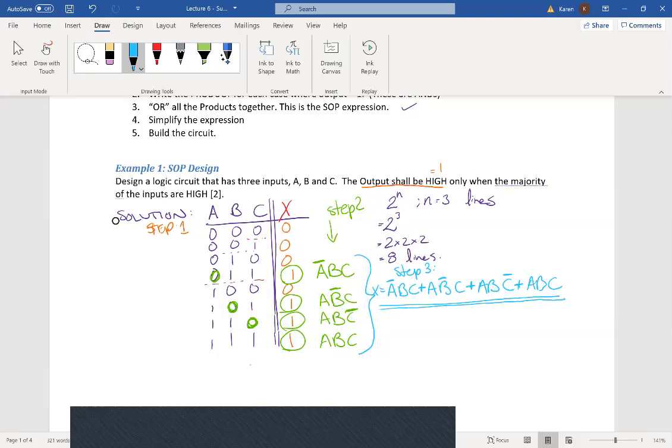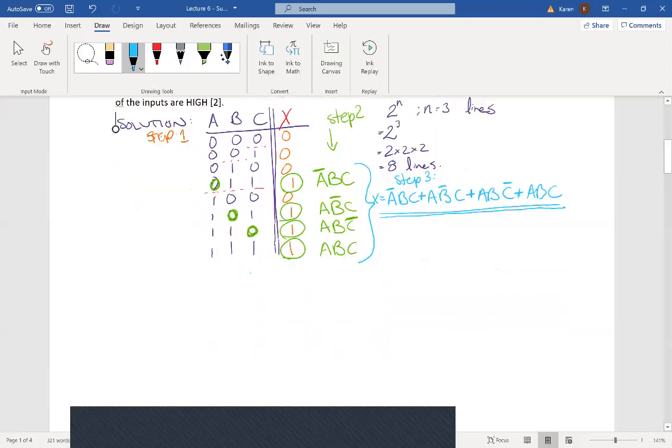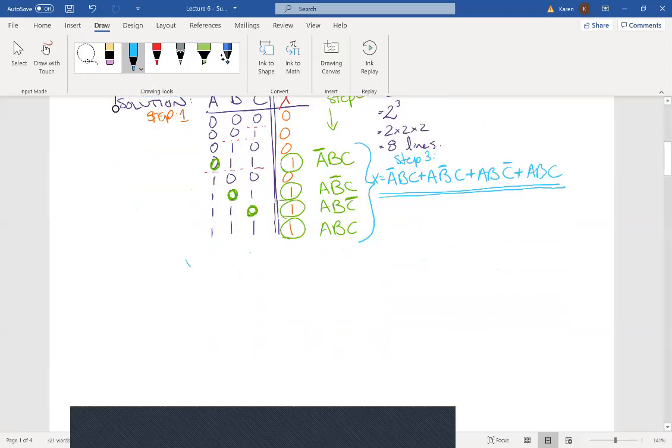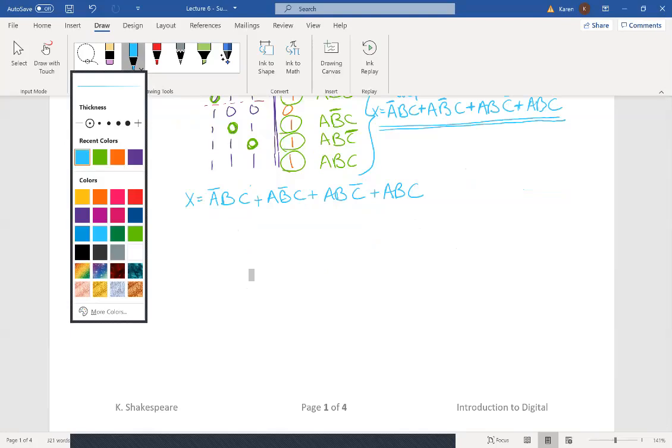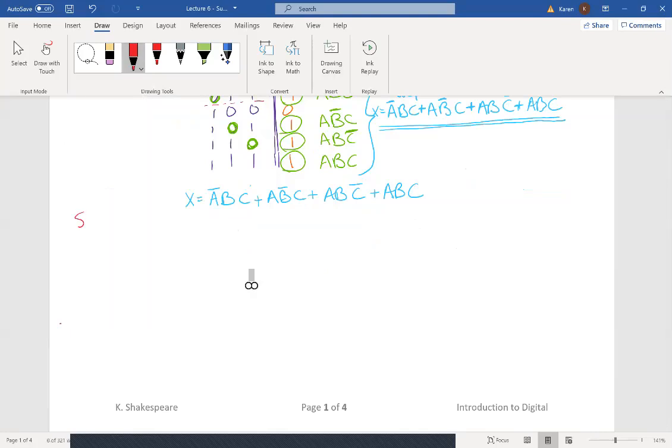Step 4, it says to simplify the expression. So I'm going to write that expression down again. Here's the expression that represents the truth table. And step 4, what should I put that in? I'll put that in red. And this will be good practice for us, simplifying.